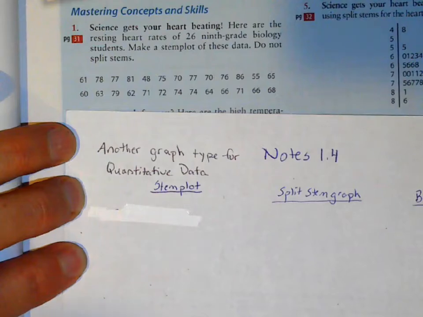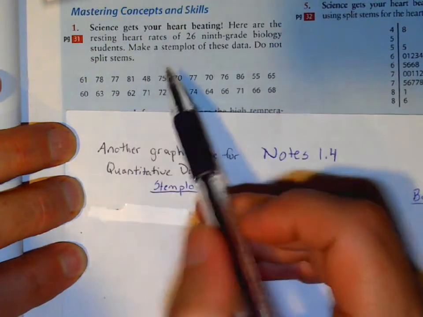Okay, so these are notes 1.4. Back in Algebra 1, you know these more by the name stem and leaf plot. We just call them stem plots here, but you can call them stem leaf, it doesn't really matter. So here's a problem for you.